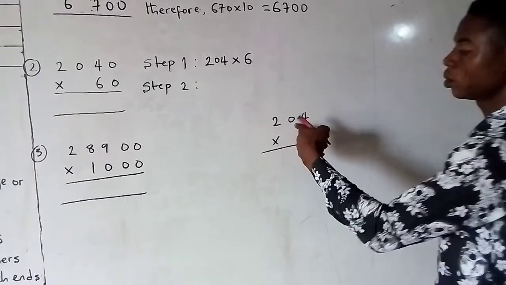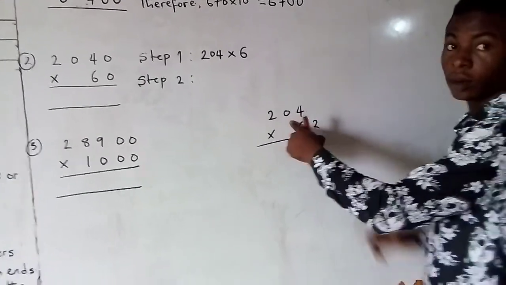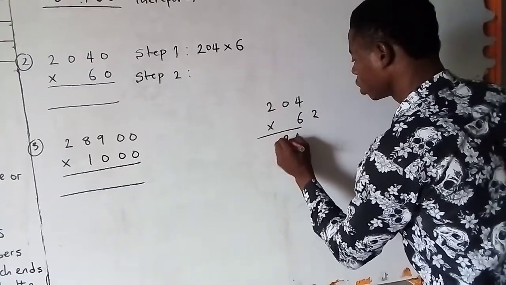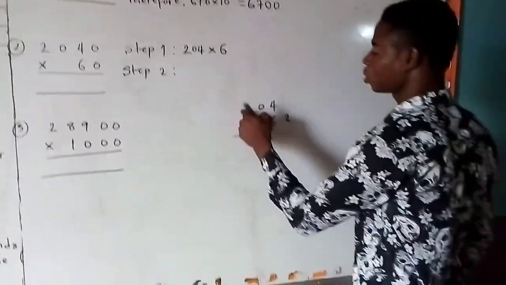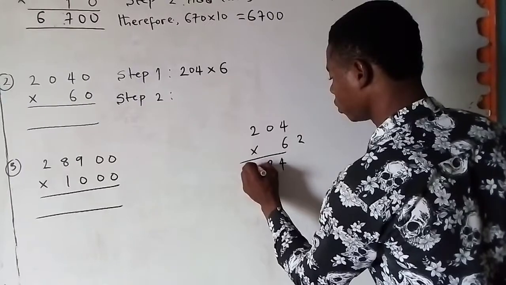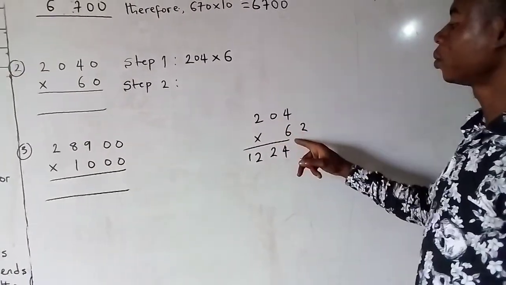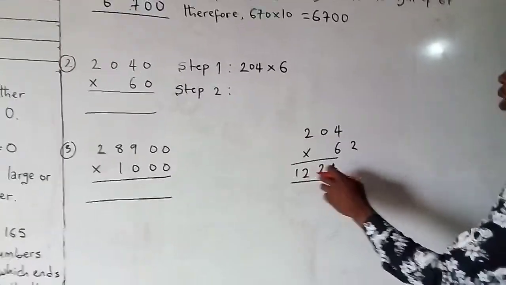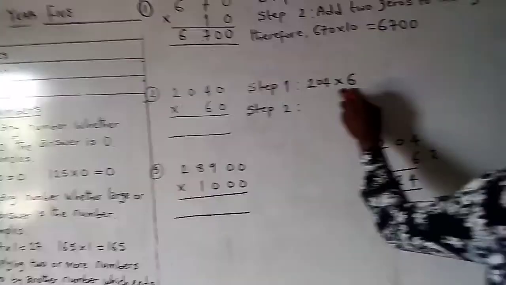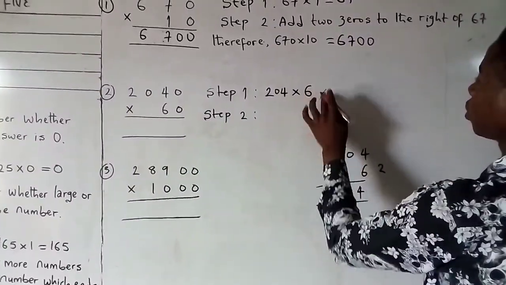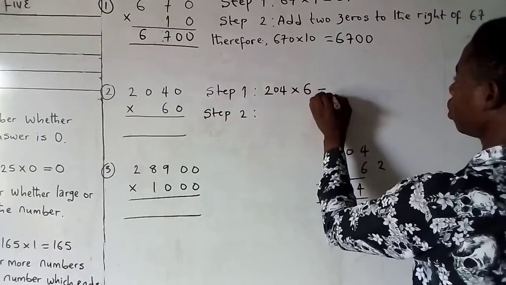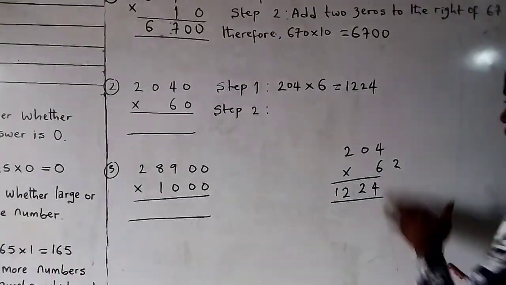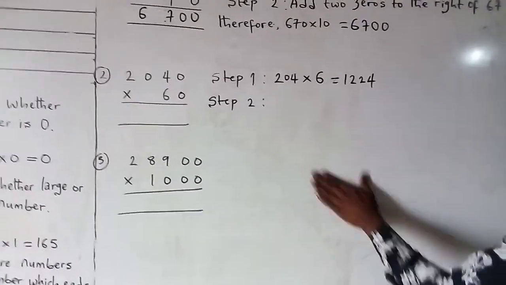6 times 0 gives you 0. So you put the other 2, which gives you 2. Then 6 times 2 gives you 12. That is 204 multiplied by 6 gives you 1,224. So now let's look at the next step.